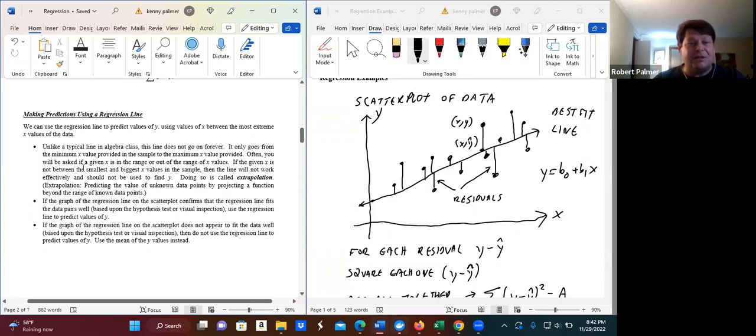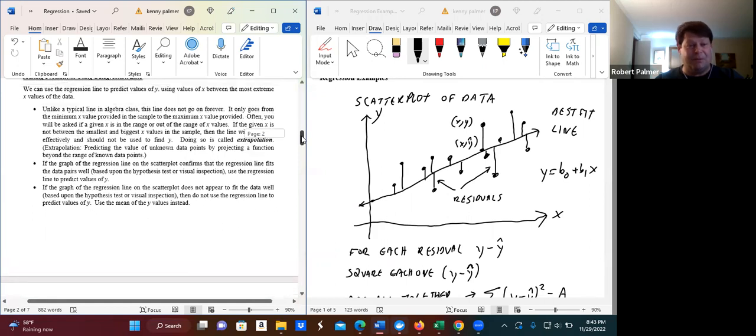It says if the given x is not between the smallest and biggest x values of the sample, the line will not work effectively and should not be used to predict y. Doing so is called extrapolation. Extrapolation is predicting the value of unknown data points by projecting a function beyond the range of data points. That means trying to pick something way over here or way over here. It may not be a good fit. We don't know much about the data over here, so it may not be a good predictor for that. It might give you a misleading result from what's actually happening.